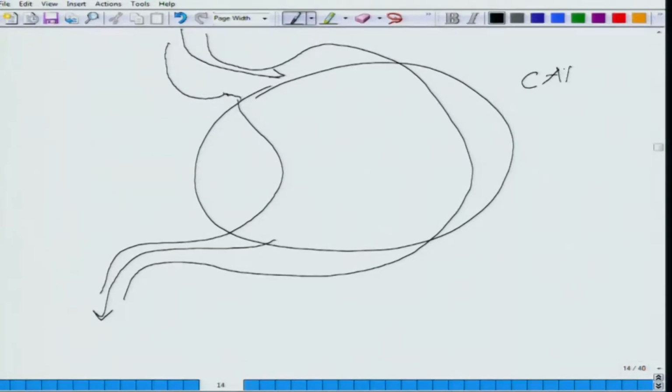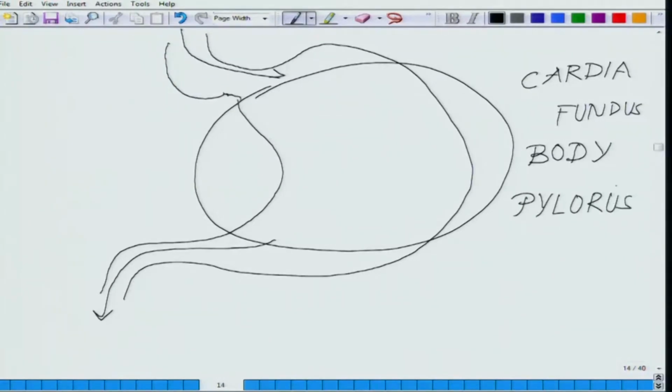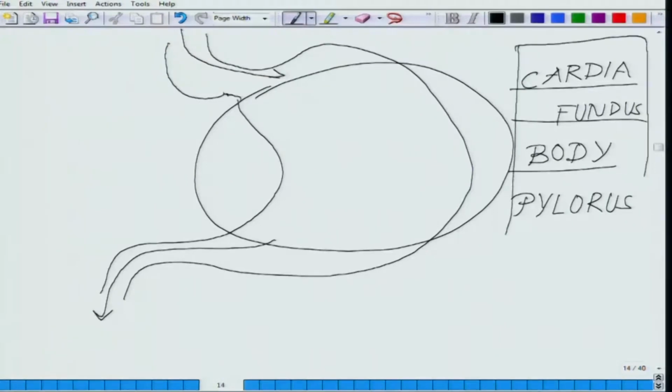The parts are named cardia, fundus, the body, and the pylorus. These are the 4 anatomical features of the stomach, and each one of them has its own function.